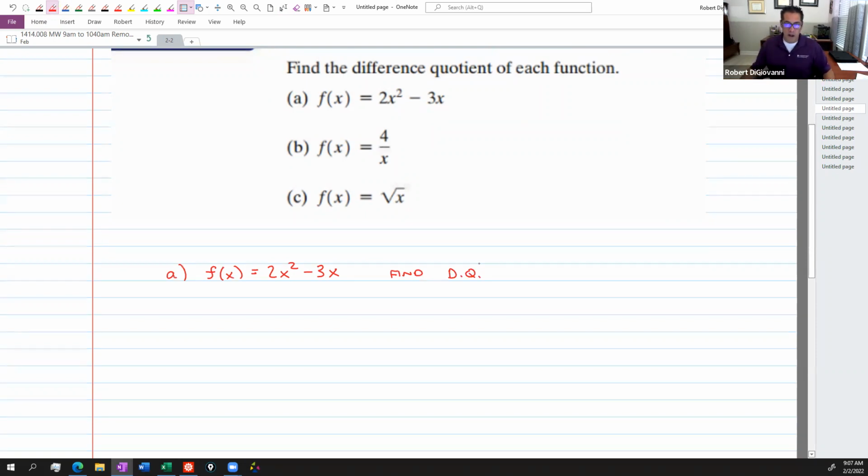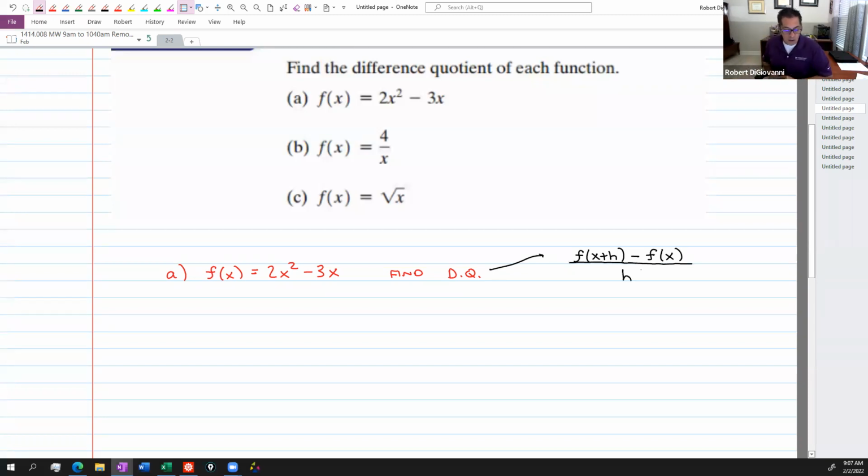Now, this is where we have to remember what the difference quotient is. So I'm going to write it down over here. The difference quotient is f with x plus h plugged in, minus just the function itself, f of x, and divide the whole thing by h. All right, that's what we want to do.